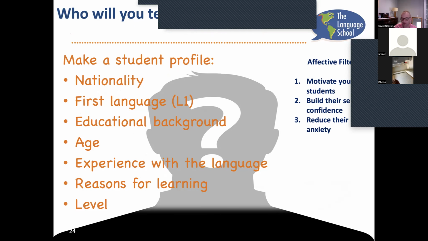So if you haven't done it yet, make sure that you create your student profile, right? Keep in mind, the reason why you're doing this is because you want to motivate your students, build their confidence, and reduce their anxiety. So the better you know your student, what their nationality is, what their first language is, what their educational background is, how old they are, their experience with the language, their reasons for learning, and their current level, the more you are going to be able to do all three of those things.